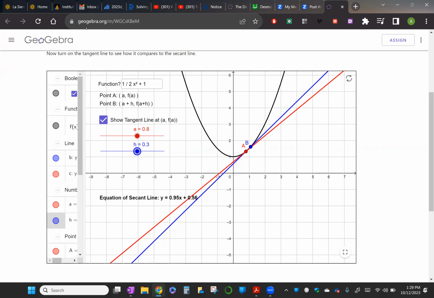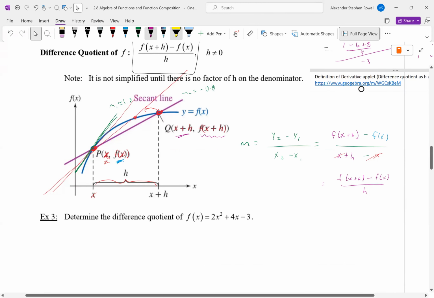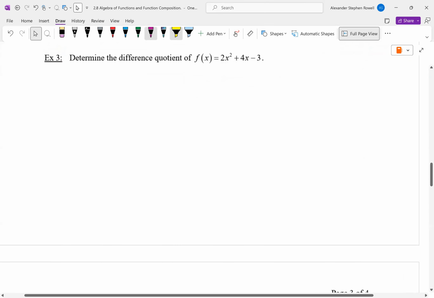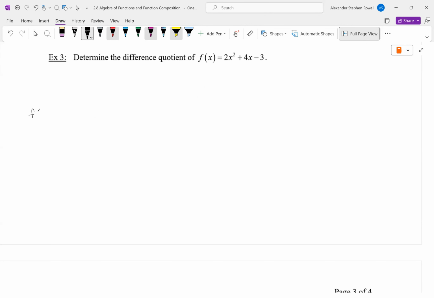Until it goes to 0. And then it's exact. All right, so let's actually do an algebra problem, how do we apply this? The question's asking, find the difference quotient of this parabola, 2x squared plus 4x minus 3. So I need to apply this formula.